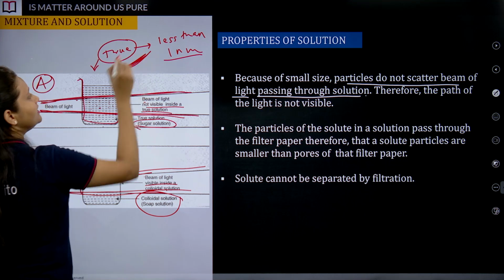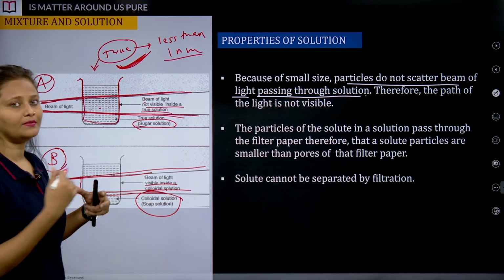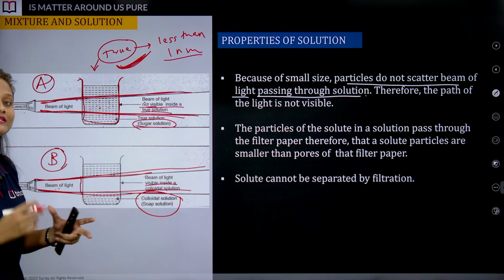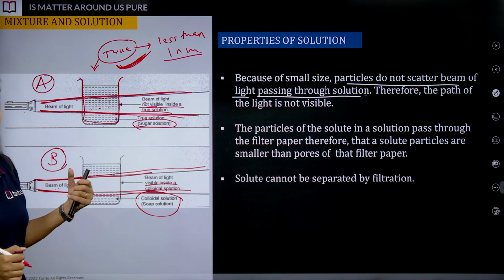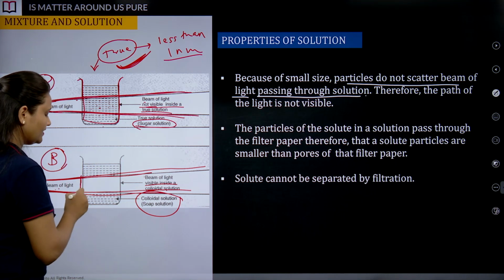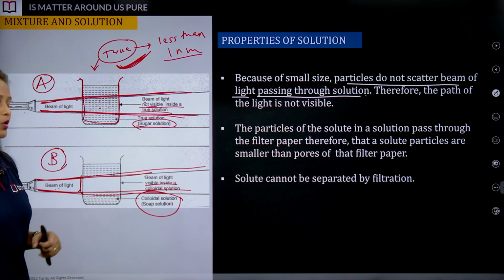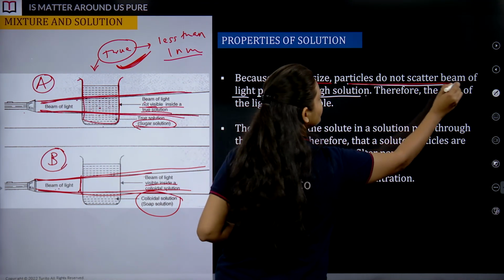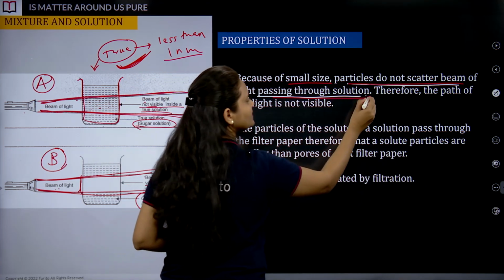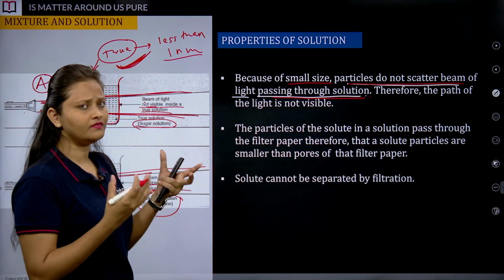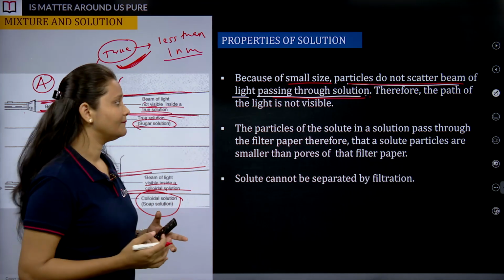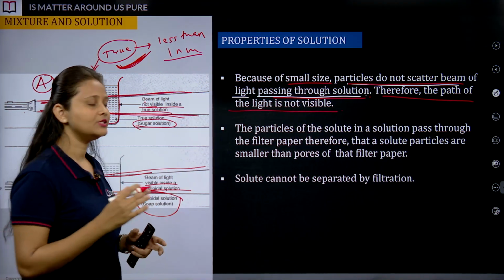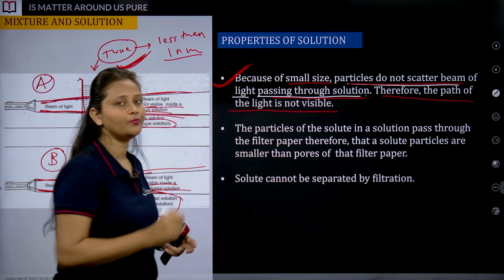Ahead we are going to cover the same property, but here try to understand that a true solution does not scatter light. The beam of light which we pass is not visible inside a true solution. No scattering of light happens here, whereas it is seen in the case of a colloidal solution. Why is this happening? Because of small size, particles do not scatter the beam of light passing through the solution. They are very small, we are not even able to see the beam of light which we have supplied. Therefore, the path of the light is not visible, and it is a very important property of true solution.